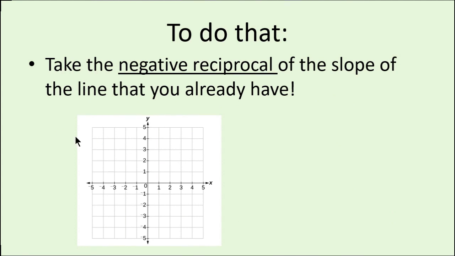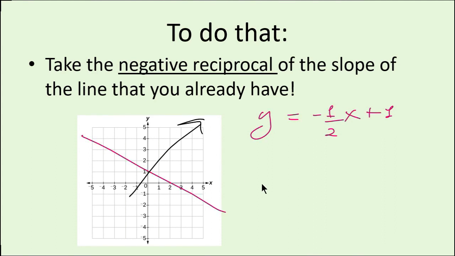Now, what if a line has already got a negative slope? So, for example, this line right here, y is equal to negative 1 over 2x plus 1. And we need to find a line that is perpendicular to this pink line, so something like this. How can we do that? Again, we look at the slope of the line that we already have. The slope here is negative 1 over 2, so we flip that. We take the negative reciprocal of that, right? And when we flip it, the slope is going to be just 2 over 1.